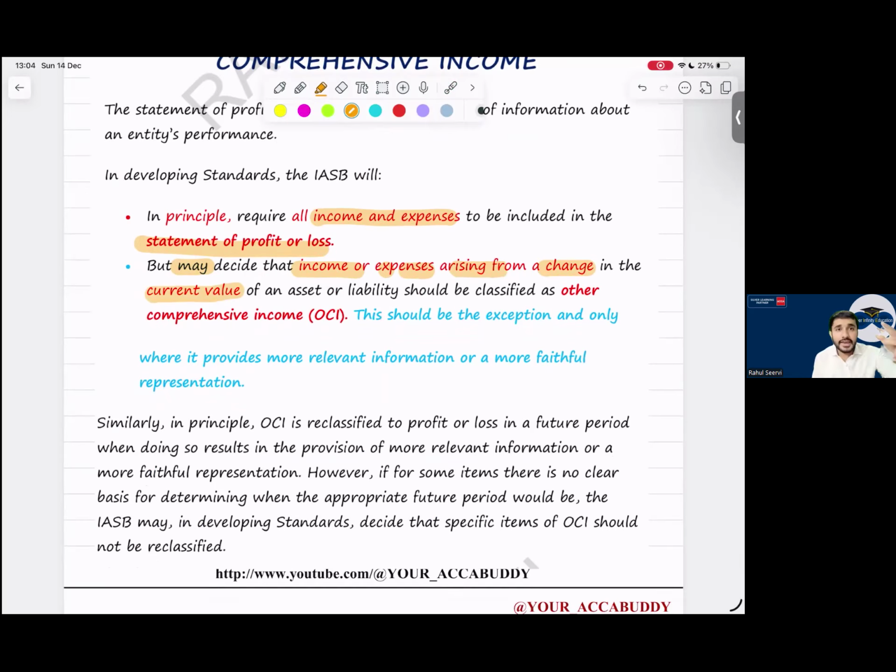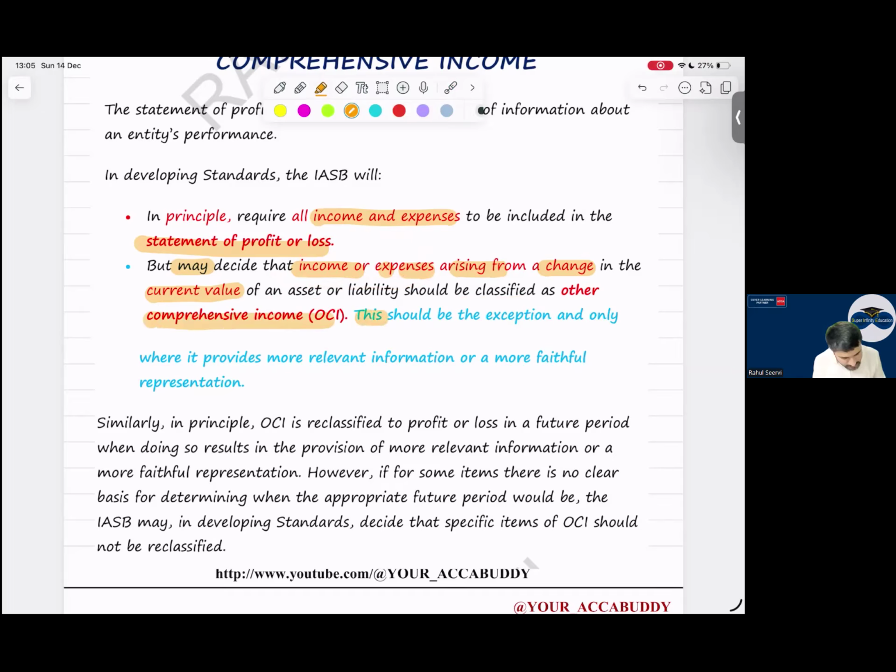Can I say this concept of OCI will only apply when we follow current value? When we follow historic cost, will the concept of OCI and P&L difference arise? Never. When I revalue the asset, when I calculate the fair value, when I calculate the value in use, at that time the difference will come, when I'm using the current value. If the company is using the historic cost method, there is no such difference. So the difference may arise when the item is measured as per the current value method, so that income and expense of an asset or liability should be classified as other comprehensive income.